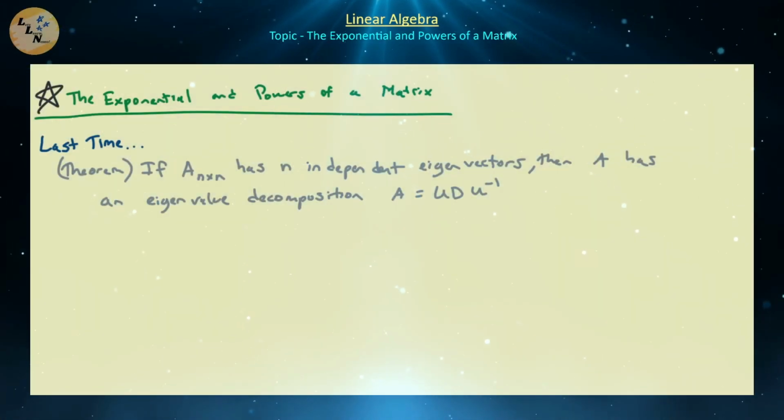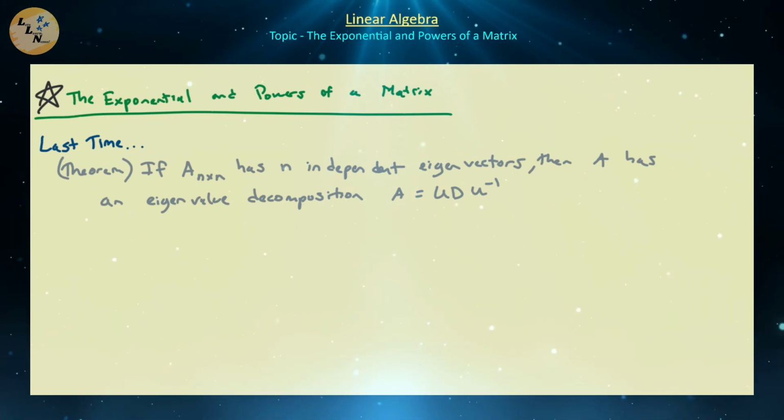Today we're going to continue our exploration of applications of eigenvalues and eigenvectors. Last time, we introduced a theorem and it said this. If A, which is an n by n square matrix, has n independent eigenvectors, not necessarily distinct eigenvalues, because you could have a full set of eigenvectors even with repeated eigenvalues, then A has what we call an eigenvalue decomposition.